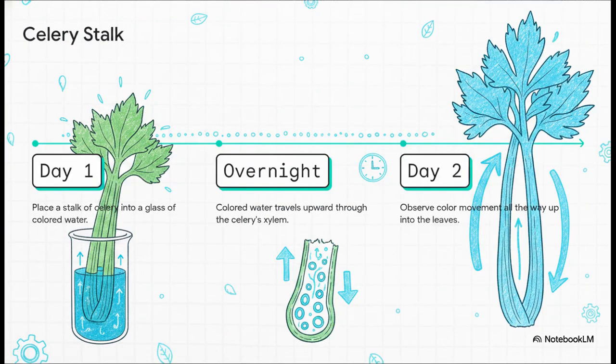To see capillary action happening in nature, you're going to conduct the celery stalk experiment. On day 1, you'll place a stalk of celery into a glass of colored water. Overnight, that colored water is going to travel upward through the celery's narrow internal tubes, called the xylem. By day 2, you'll observe the color movement all the way up into the leaves. That upward movement, completely defying gravity, is capillary action hard at work.